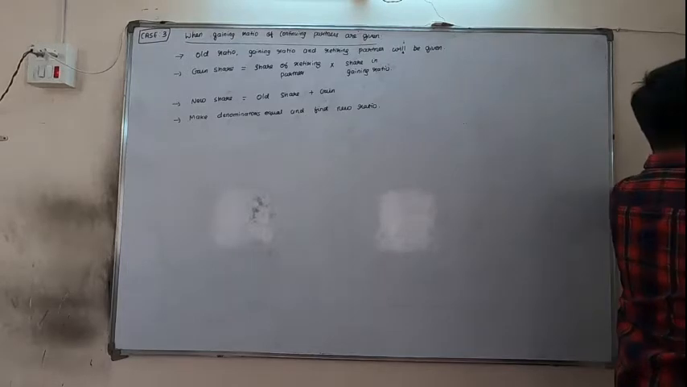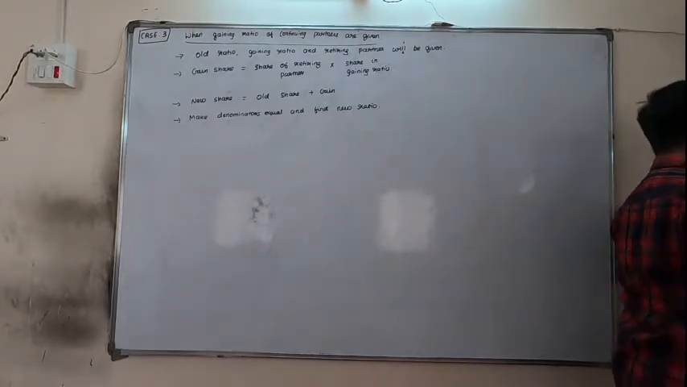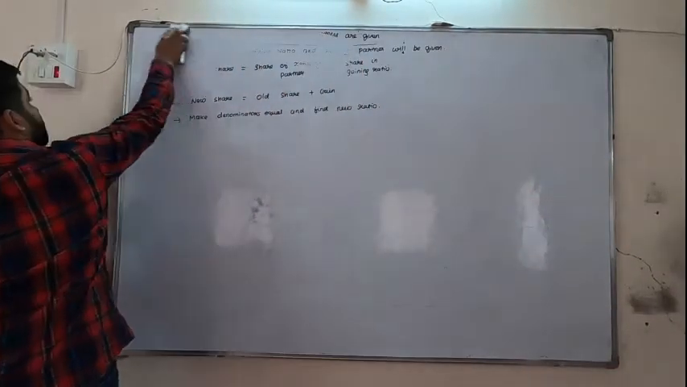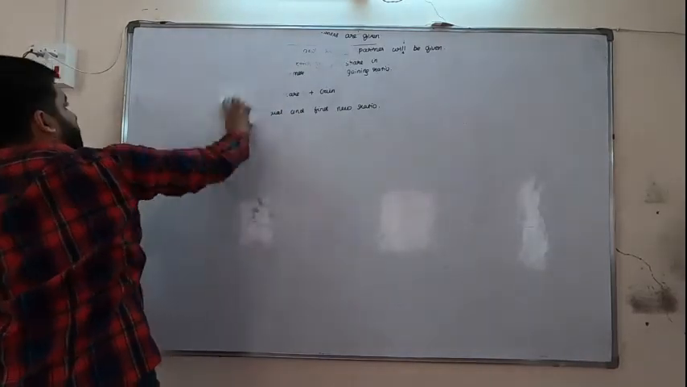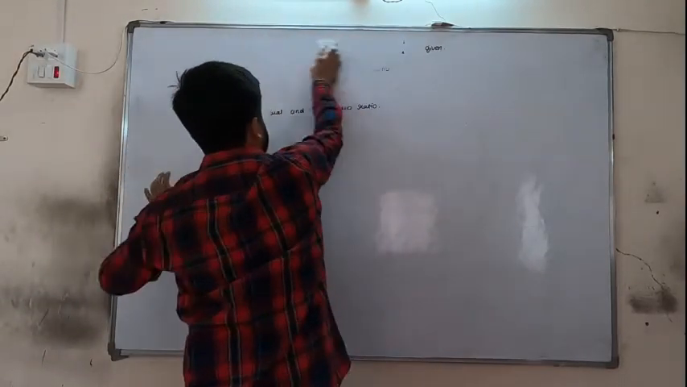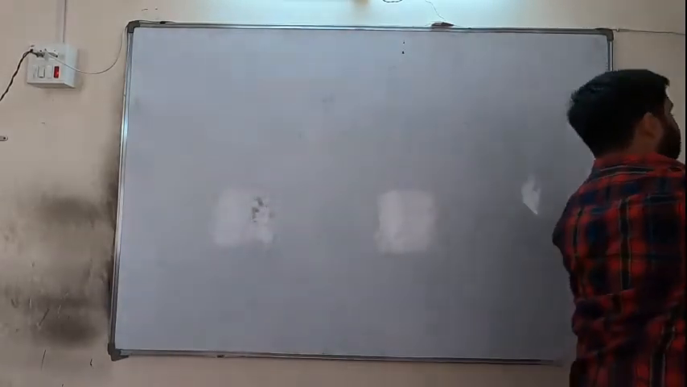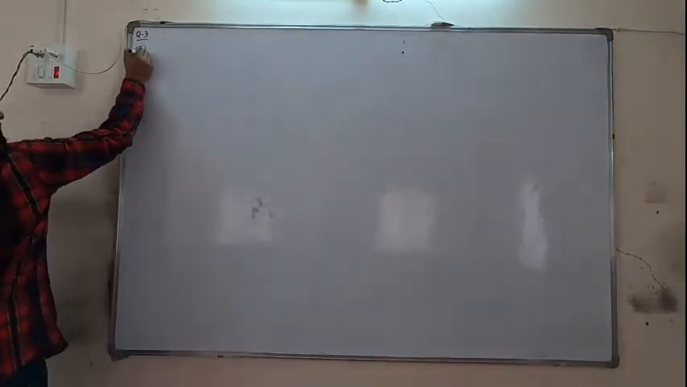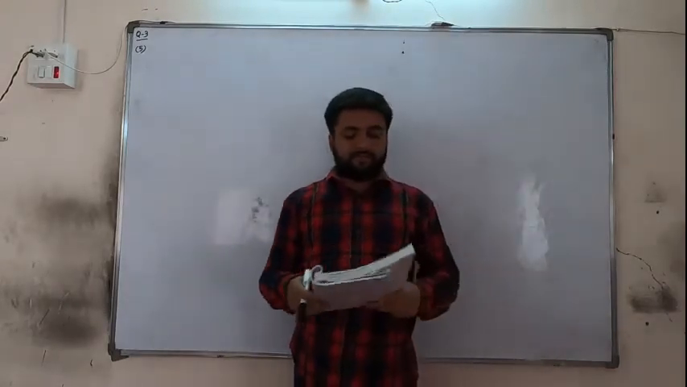Okay. Which are the sums for it? So in question number 3, first we have the fifth sum. Question number 3, fifth sum. Okay, what is given in the fifth sum?